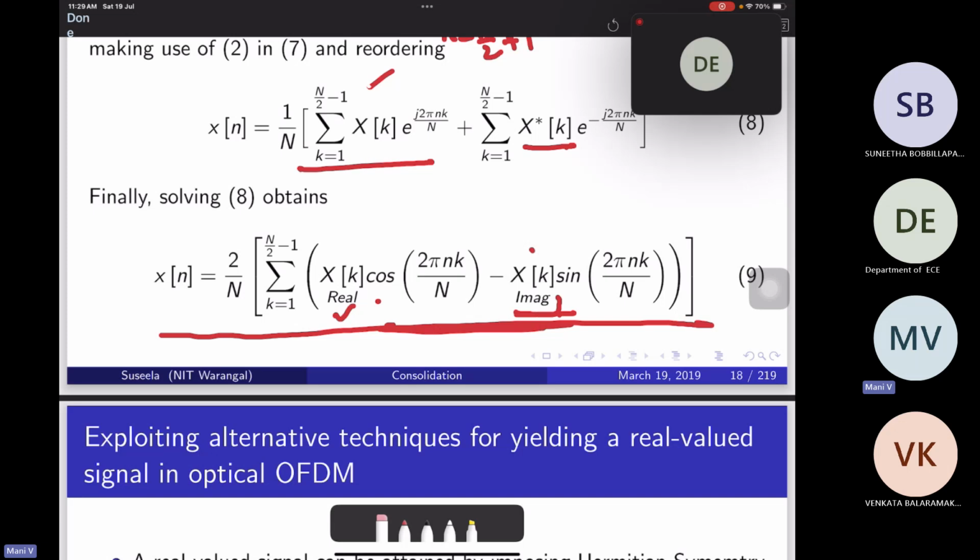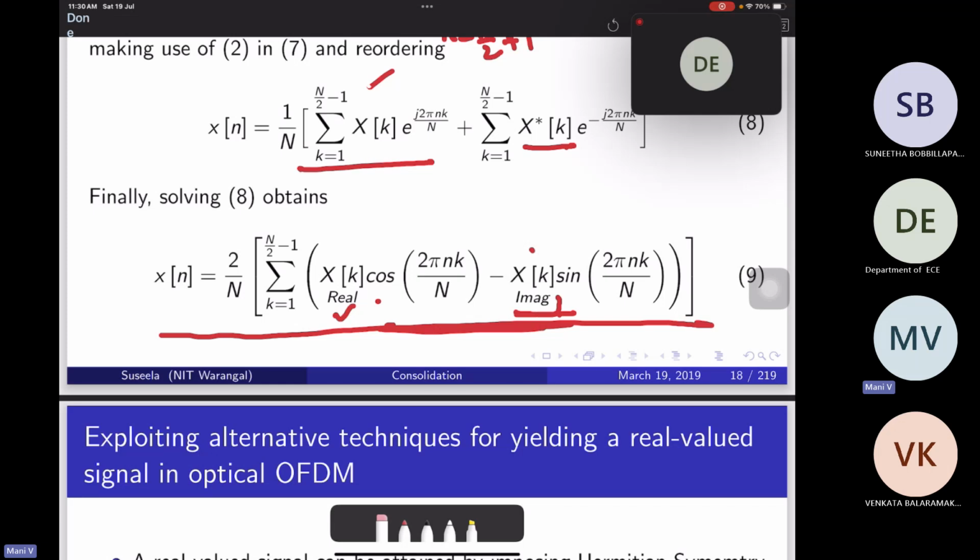Because of Hermitian symmetry, actually your summation equation is X of k e power j 2 pi nk by N. E power j means cos plus j sine. But by using this Hermitian symmetry, the signal is now changed into a real format. So like that, there are many techniques available which translate a complex signal into a real transform. So not only Hermitian symmetry, you can employ your own technique to make it a real format.